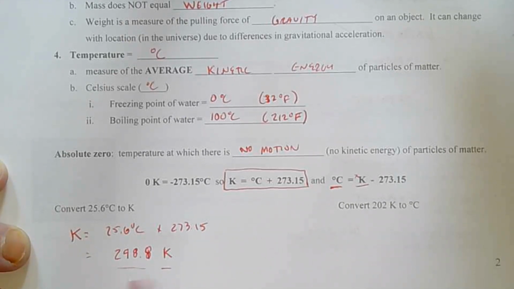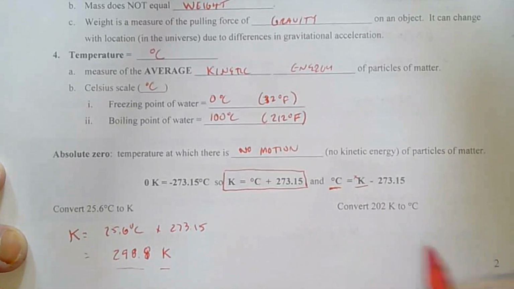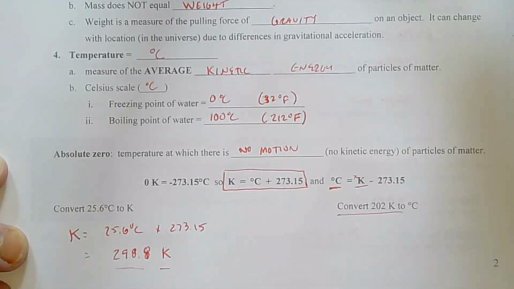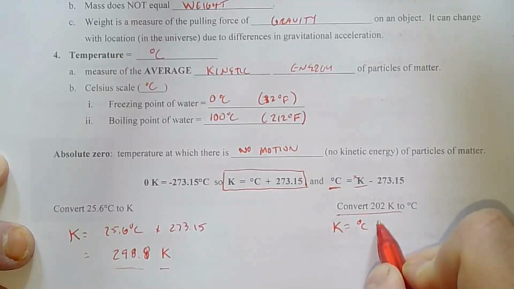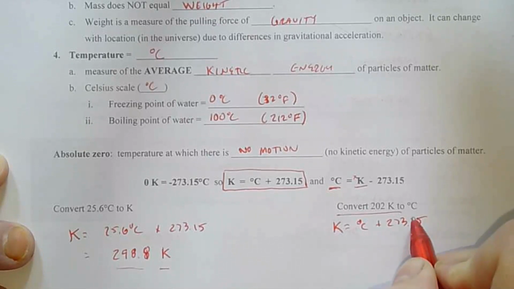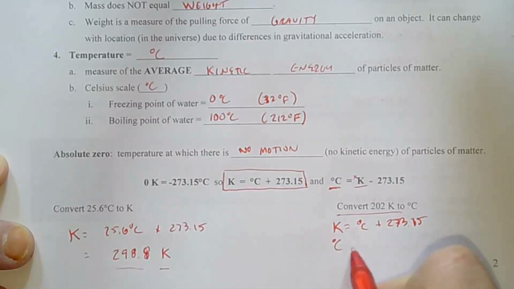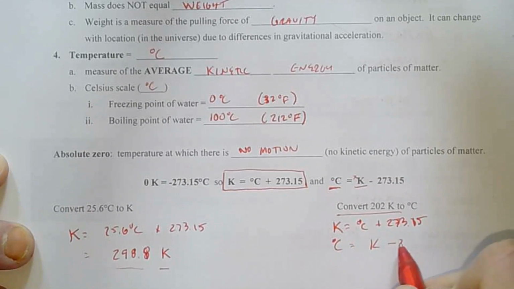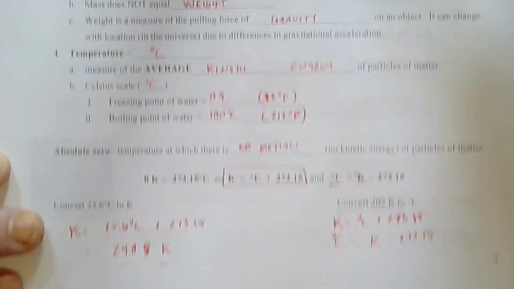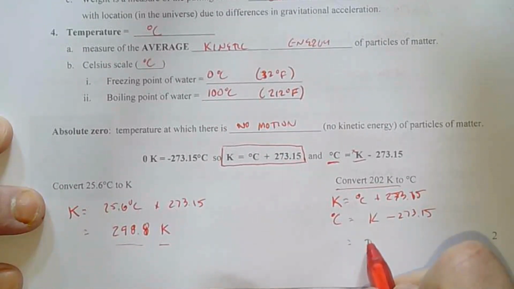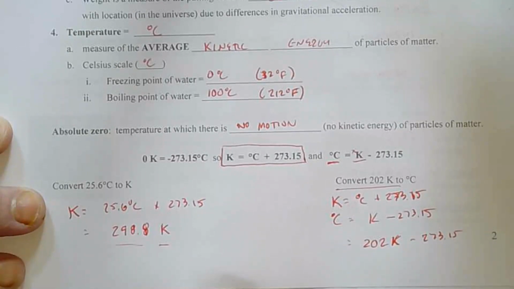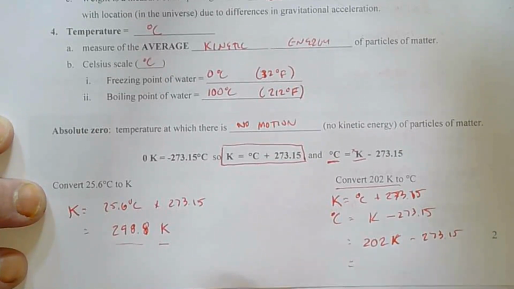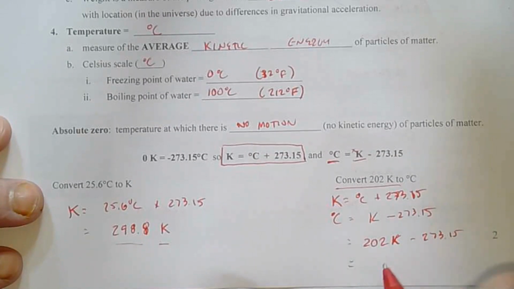Now if we're looking at this one, convert 202 Kelvin to Celsius. Well, remember this is our original formula. We just rearrange it to get Celsius by itself and plug in our values, 202 Kelvin minus 273.15. So when we do that, we are going to end up with around negative 71 degrees Celsius.